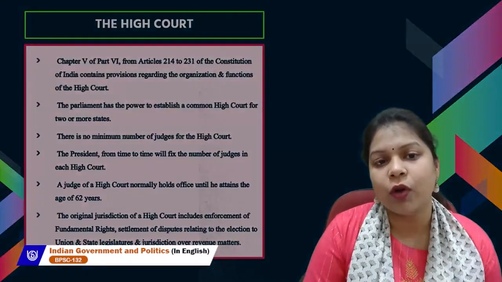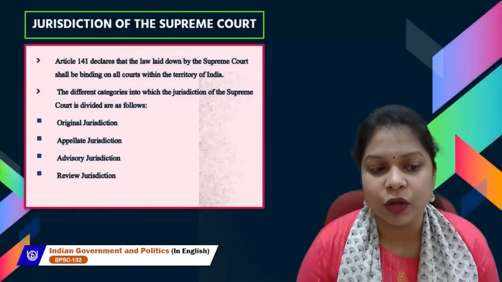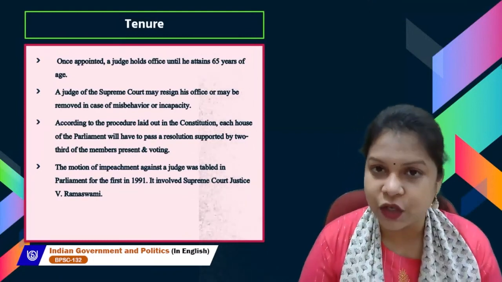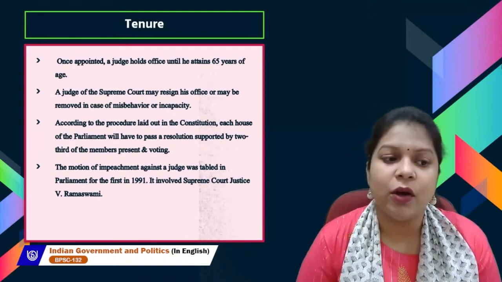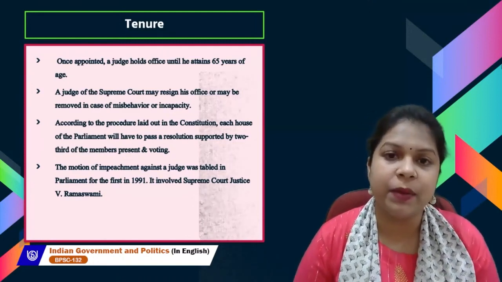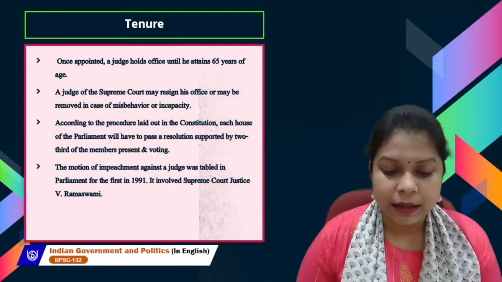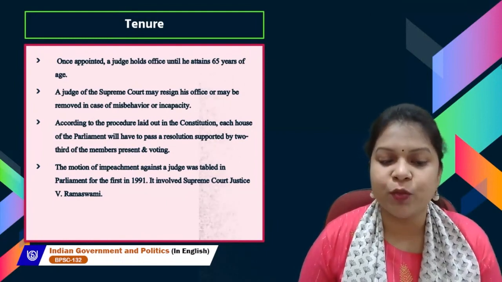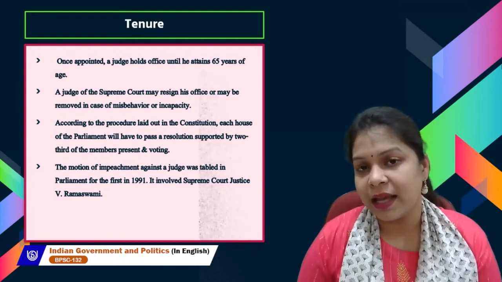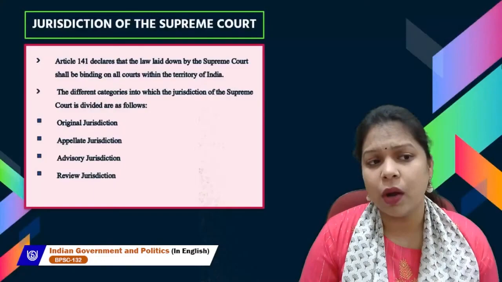So in our judiciary, we have talked about the Supreme Court, its jurisdictions, what the tenures of our Supreme Court judges are, and what articles talk about this, as we have learned that it is 65 years of age for a Supreme Court judge's tenure. Also, a judge of the Supreme Court may resign his or her office, and can be removed also because of misbehavior or incapacity. We also learned in today's session that only once has an impeachment against a judge been tabled in the parliament. It was in the year 1991, and the Supreme Court justice against whom this impeachment was tabled was B Ramaswamy.